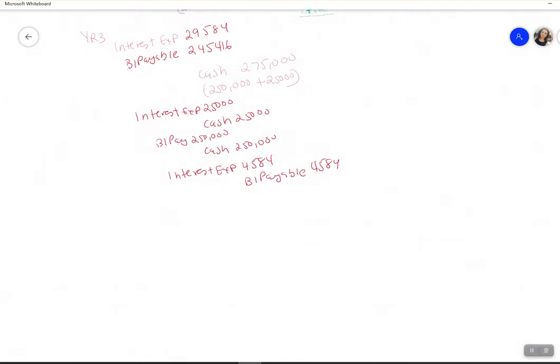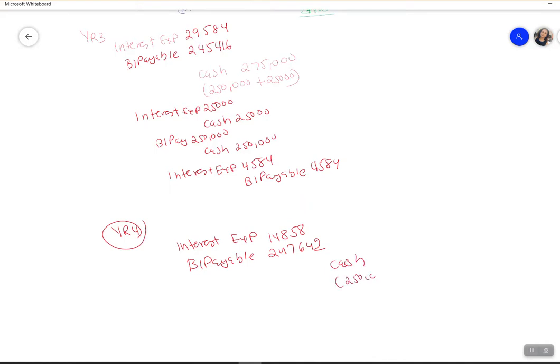And let's go to our last year, which is going to be year 4. And what we're going to do is first we're going to do the combined entry, debit the interest expense. You could go up to your table and pick up the numbers. I already have the numbers down. Debit the bond payable 247,642, and what we're going to do is it is your cash. In this case, it's 250,000 plus your 12,500.